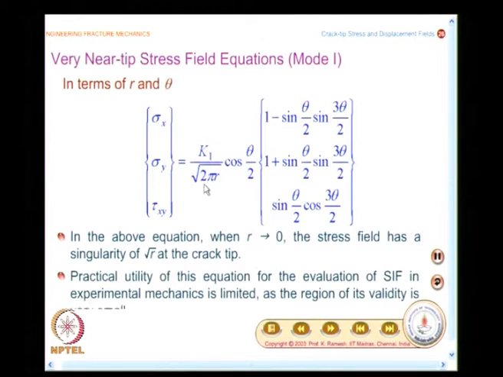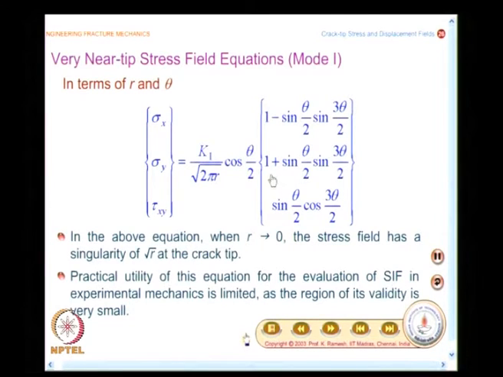You have K1 by root of 2 pi r cos theta by 2 multiplied by 1 minus sin theta by 2 sin 3 theta by 2. I would appreciate it if you go to your rooms and substitute the values of capital Z and Z prime appropriately and verify whether you are able to get the final expressions like what I have shown here. The second term is 1 plus sin theta by 2 sin 3 theta by 2, and tau xy is sin theta by 2 cos 3 theta by 2, and this gives certain understanding of what happens near the crack tip.